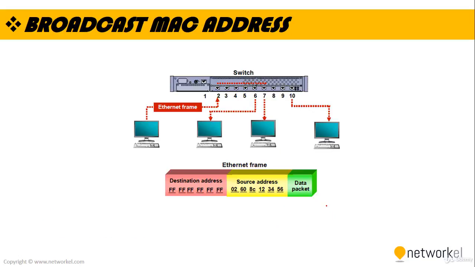And let's talk about the broadcast MAC address. A broadcast frame is flooded out all ports. A broadcast frame contains all binary ones as the destination address, which is FF-FF-FF-FF-FF-FF. For example, if this guy wants to communicate with all these other guys, the source address of the Ethernet frame is this guy's MAC address, and the destination is going to be here.